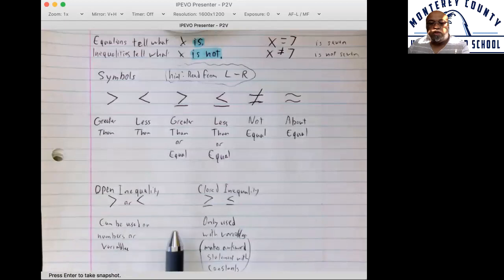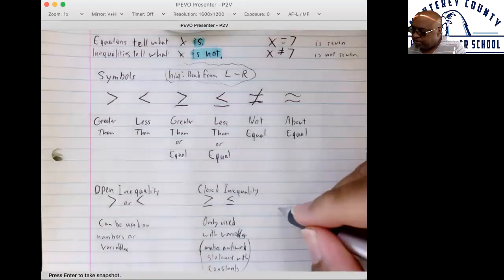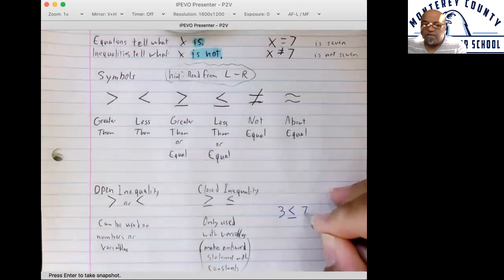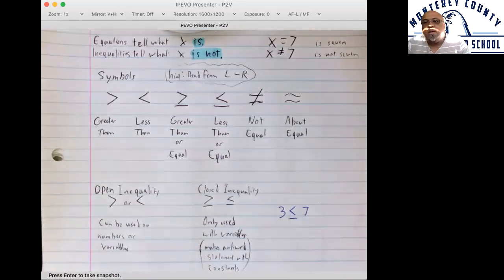On a closed inequality, it's generally only used with variables. Now, it can be used with numbers, but it makes an awkward statement with a constant, meaning a number. So let me just give you an example. 3 is less than or equal to 7. Okay, now we know that 3 is definitely less than 7.